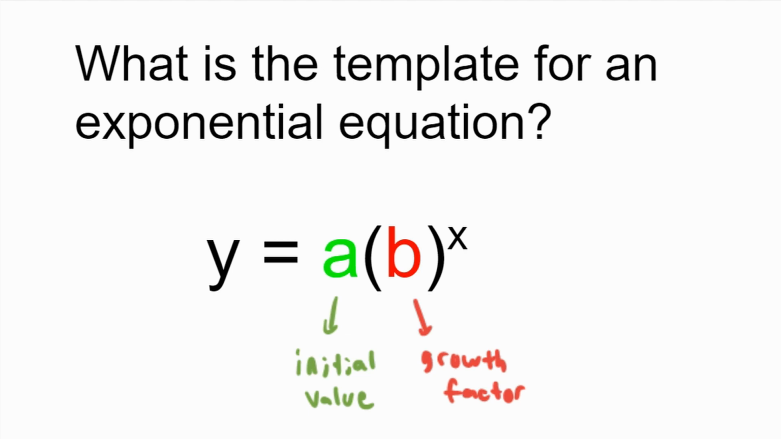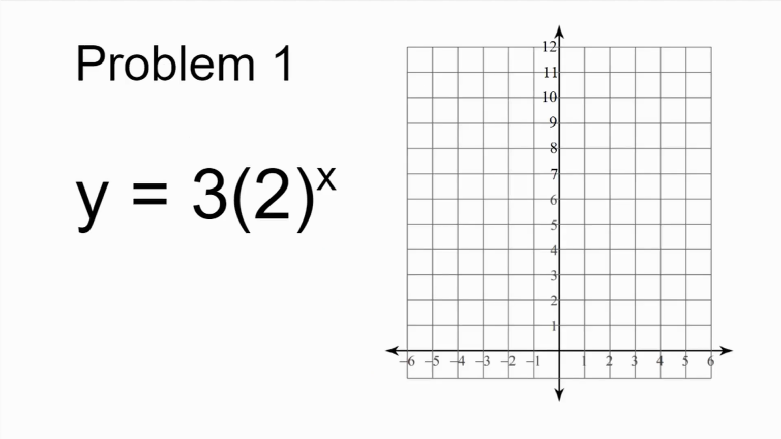In this video, we'll be looking at exponential equations and generating a graph, and then we'll go backwards where we start with a graph and write an exponential equation. Problem 1. Here we have the equation y equals 3 times 2 to the x. Before we make a graph, let's go ahead and identify the different parts of the equation.